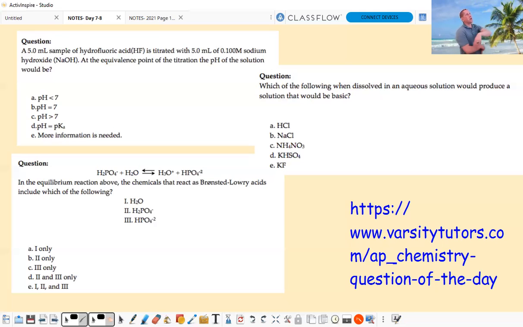So hit pause for a second and try these 3. These came the last 3 days when I signed up for one of them. All right, so I'm going to give you a chance. So hit pause and here come the answers.